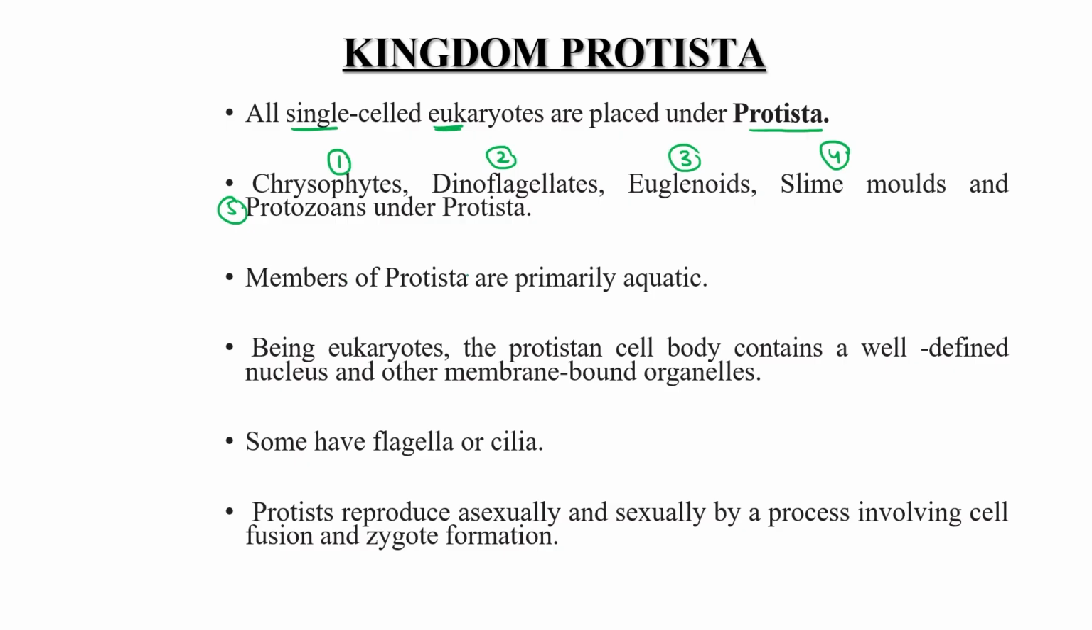Okay, and all the members, whether dinoflagellate, euglenoid or whatever, are primarily aquatic in nature. Mostly they are found in water. And being eukaryotes, the protistan cell body contains a well-defined nucleus, and this is the main characteristic of any kind of eukaryotic cell. So they have a well-defined nucleus and other membrane-bound organelles. Some members of protists have flagella or cilia outside their body. These protist members reproduce asexually or sexually by a process involving cell fusion or zygote formation. So both kinds of reproduction, asexual and sexual, are found in members of protists, by cell fusion or zygote formation.